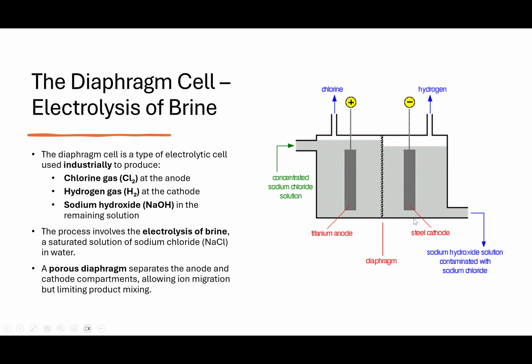We must know how to reproduce these diagrams, by the way. At the titanium anode, we would have chlorine gas being produced. And at the steel cathode, we have hydrogen gas being produced. And then we have some sodium hydroxide solution that is taken off there, sodium hydroxide that is contaminated with sodium chloride. So we have this general thing. You must be able to reproduce this diagram. You must be able to label it.